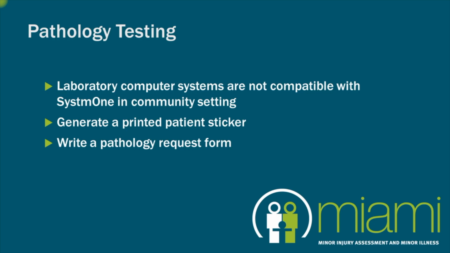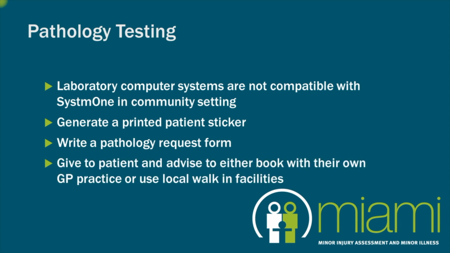You need to complete a pathology request form, filling in the relevant details, and give the patient the form and advise them to book the blood test either with their own GP practice or to use whatever the local walk-in facilities are in your area. The results will go back to the GP practice for follow-up.